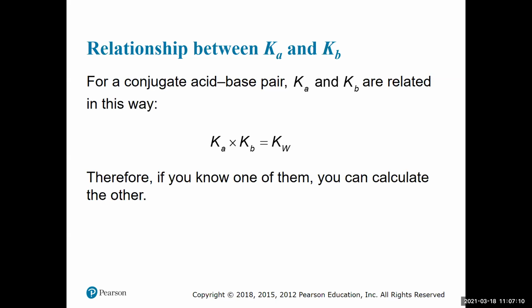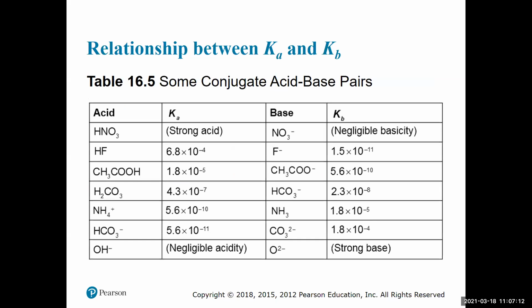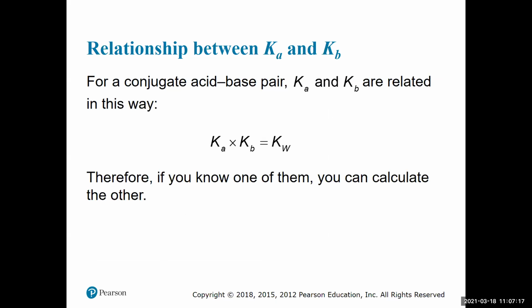So if you go back to this table and multiply each of those by each other, you should get 10 to the minus 14, okay? The reason why that's important for these conjugate acid base pairs is that if we know either the Ka or the Kb value for it, we can solve for the other one. Because we know Kw, we know what water is, that's 10 to the minus 14. So if we know either Ka or Kb and want to find the other one, we can do it through this relationship.